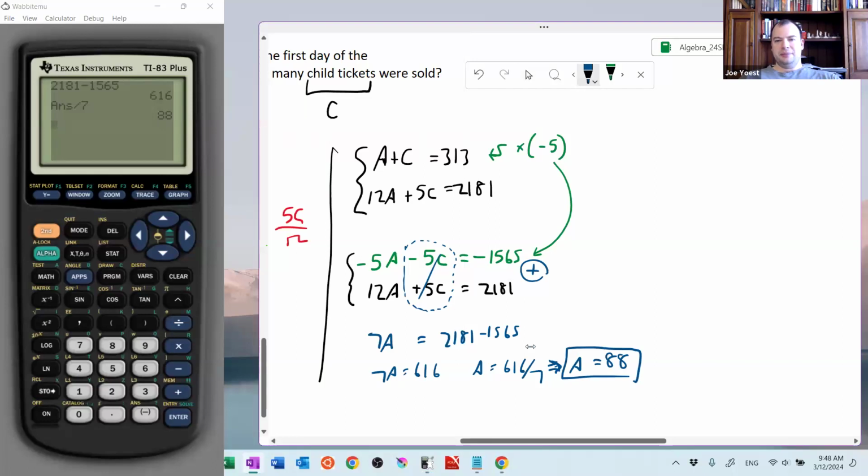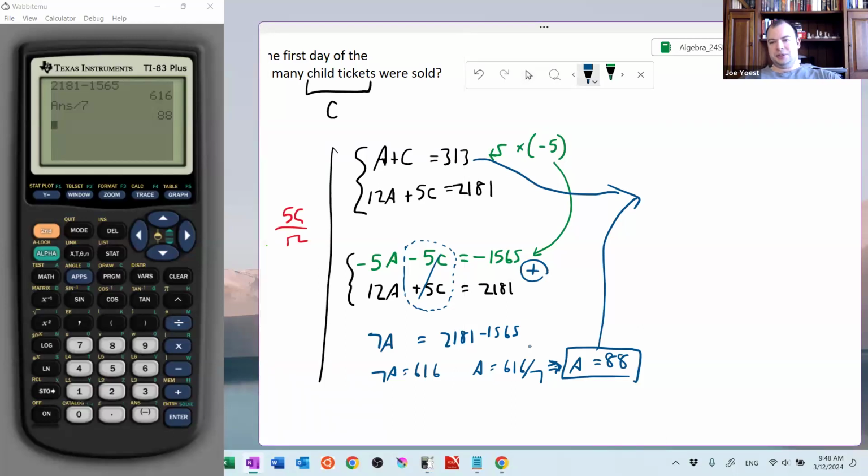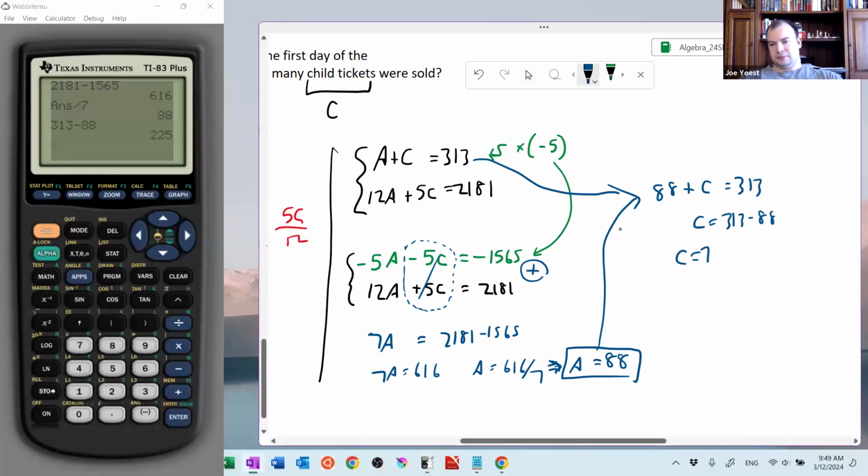And then I could come back up and use one of these original equations with a equals 88 to solve for c. So for instance, I think the easiest one to use will be 88 plus c equals 313. C is 313 minus 88, or 225. Just can't get my boxes right today.